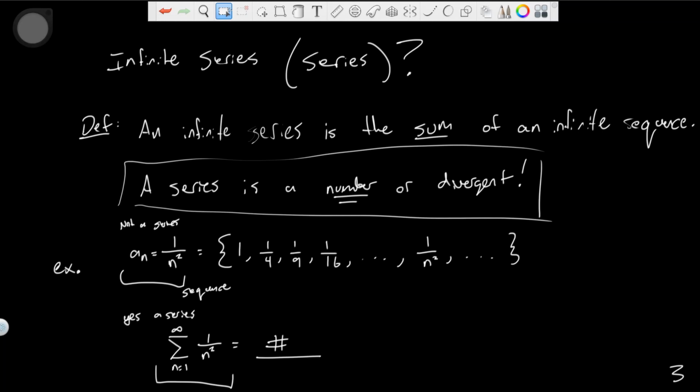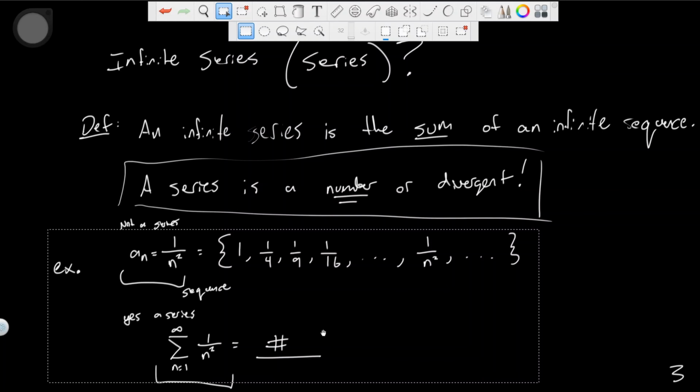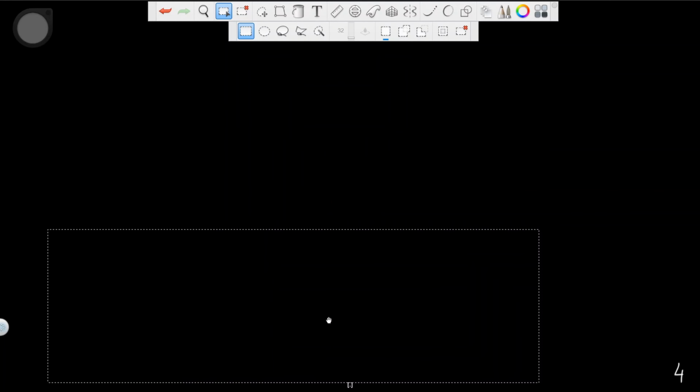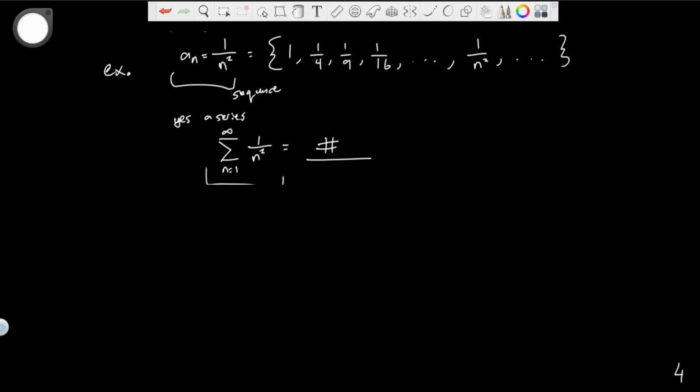Let's inspect this further. I'm going to go ahead and take what we got here to the next page. I'm going to go ahead and erase my yes, a series just so I'm a little bit more clear. The top thing, once again, is a sequence. This bottom thing is our series. All right, so how do I figure out what this number is, or how do I figure out whether or not this thing diverges or converges?